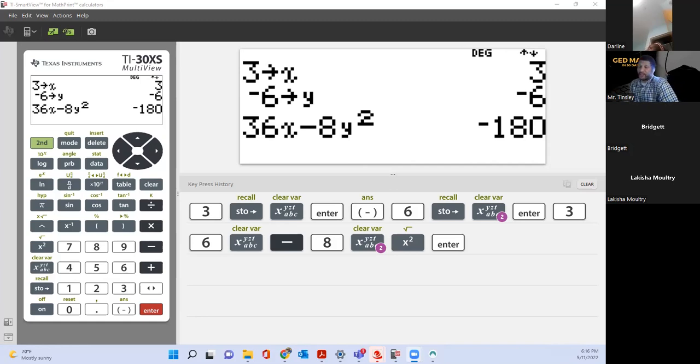So hit 3, then hit store. Then you hit your variable button one time. You'll see X on the screen. Press enter. You're going to hit your negative next to enter. You're going to press the number 6. You're going to hit the store button. And just like you see on the screen, hit the variable button twice because it will change from X to Y. Okay, I got that. Then press enter. I did, and I got negative.